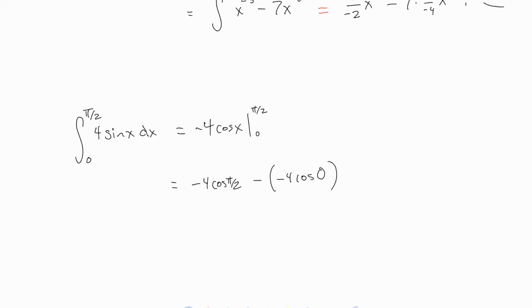Anybody remember what cosine of pi over 2 is? 0. Yeah, cosine of pi over 2 is 0. Cosine of 0 is 1. You should know the various unit circle type values of the sines and cosines. You may want to do some review of those if you have forgotten. Anyway, this is negative 4 times 0 minus negative 4 times 1. And if you simplify the signs there, it's just 4 at the end. All right?